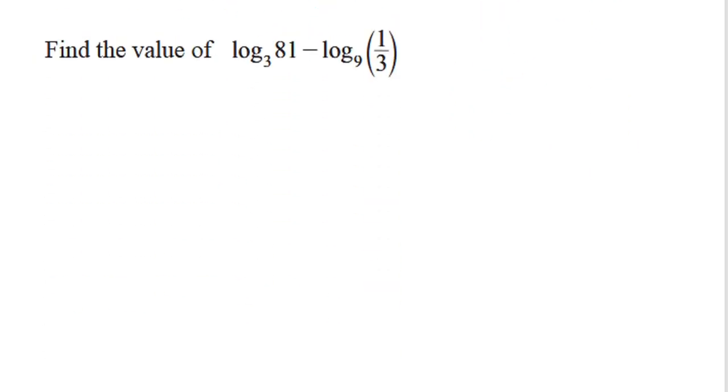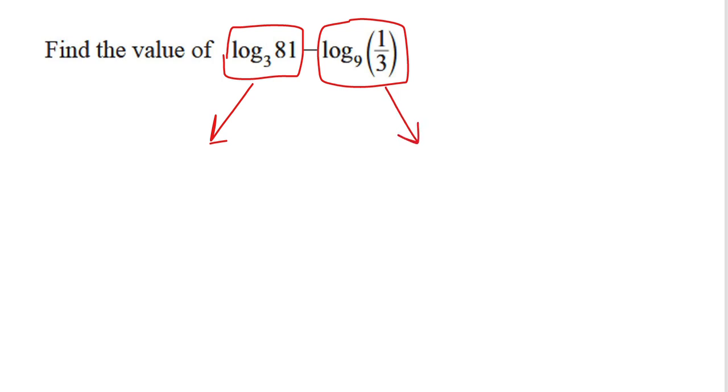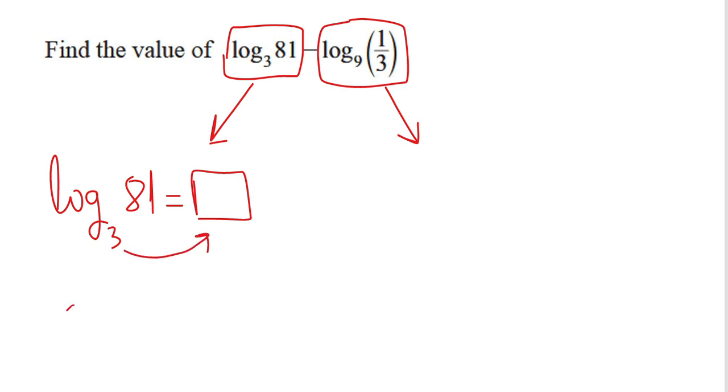If we have this one here, it says logarithm of 81 for the base of 3 minus logarithm of 1/3 for the base of 9. How challenging is this one? So, logarithm of 81 for the base of 3 is equal to what? What did we say? 3 raised to what power will give us 81? 3 times 3 times 3 times 3 is equal to 81. So we multiply that 4 times.